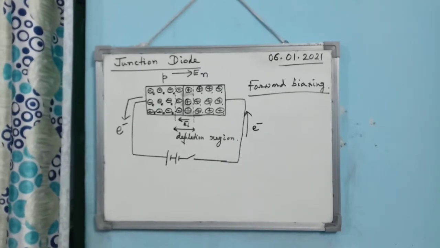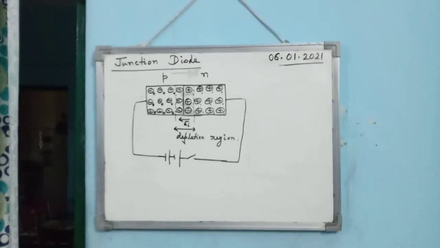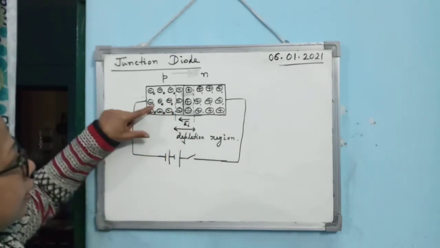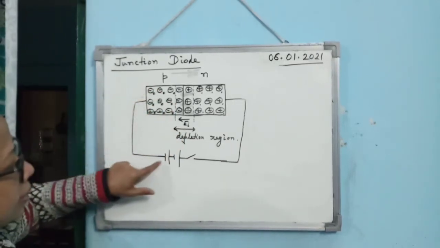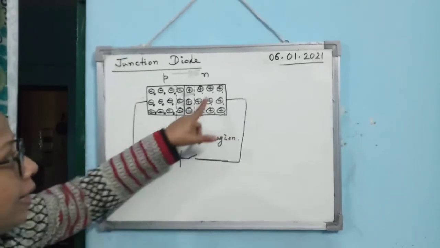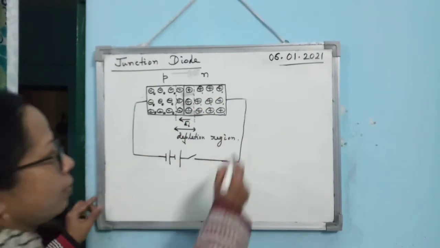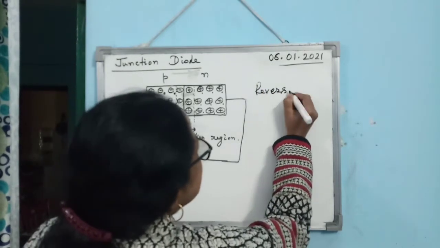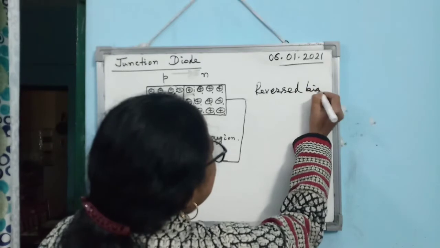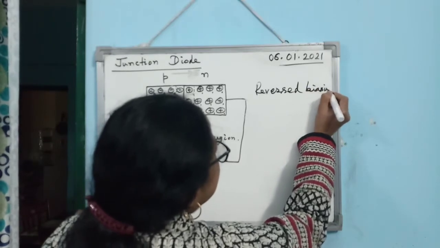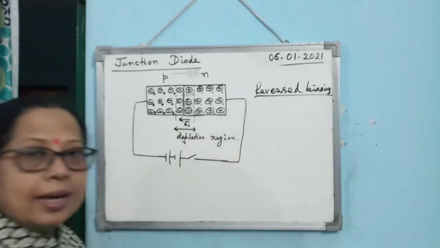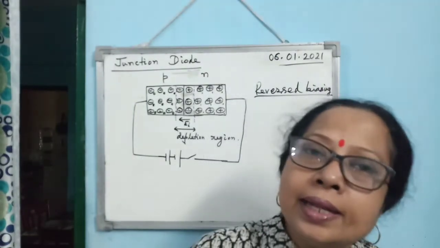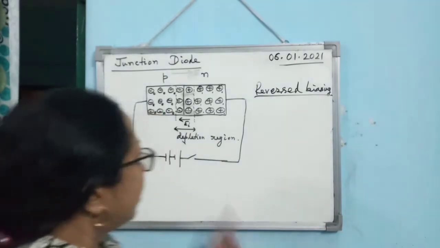Now, if the PN junction diode is connected to a battery in such a manner that the P region is connected to the negative terminal of the battery and the N region is connected to the positive terminal of the battery, then it is known as reverse biasing, and the diode is known as a reverse biased diode.